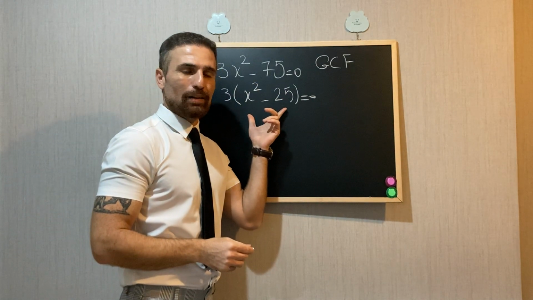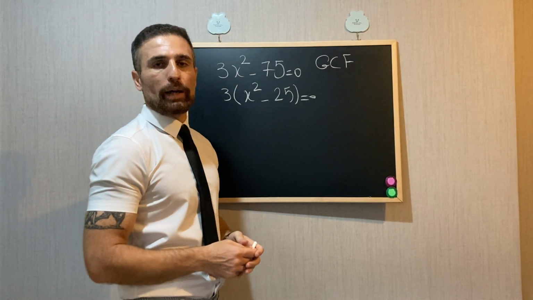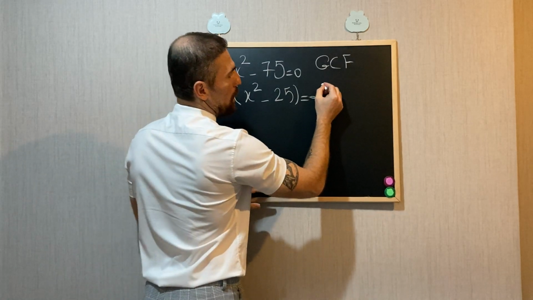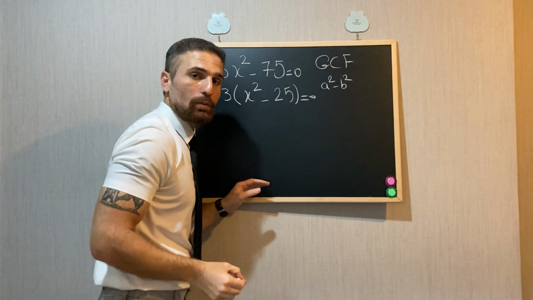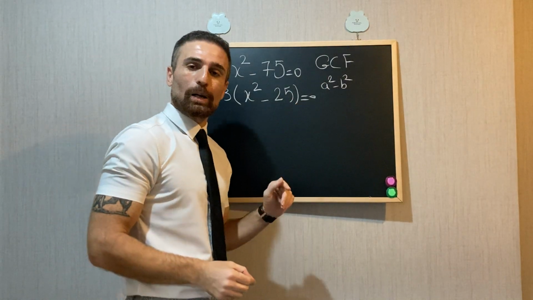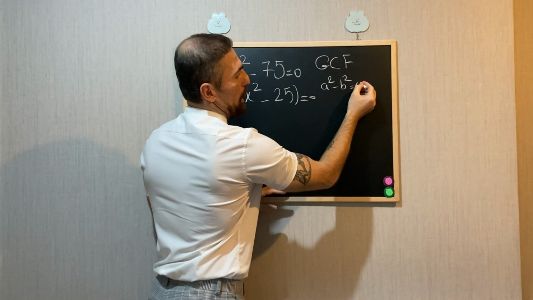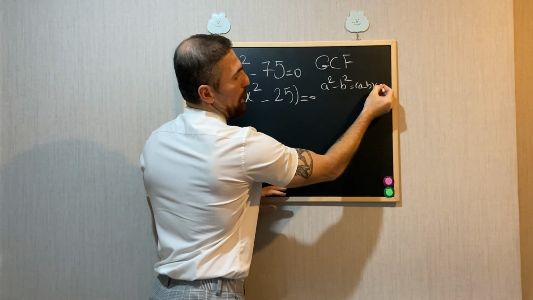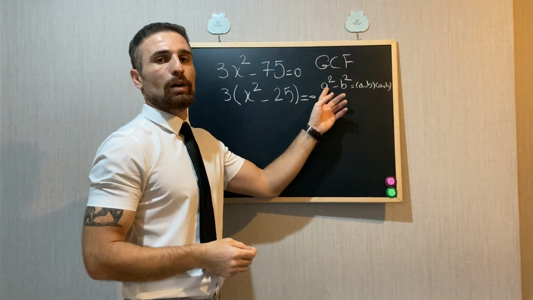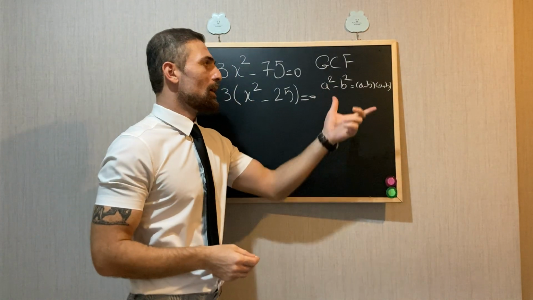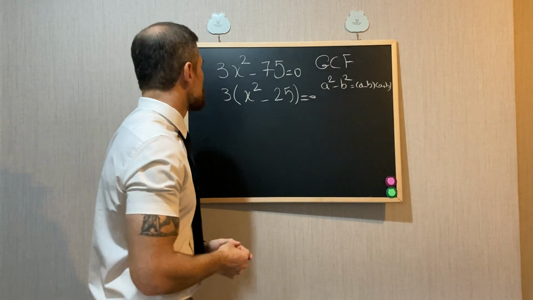Both of them are perfect squares, and now it will be easy to factor them by using a squared minus b squared. Can you tell me what's the answer of a squared minus b squared? Right, a minus b, a plus b. Difference of two squares. Remember this one. It can always help us.